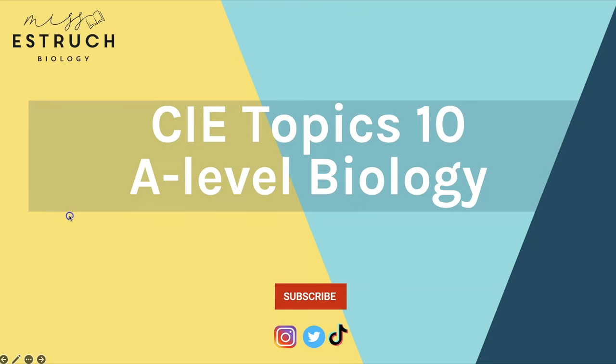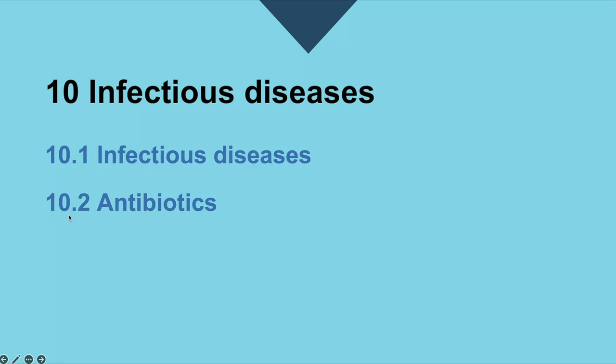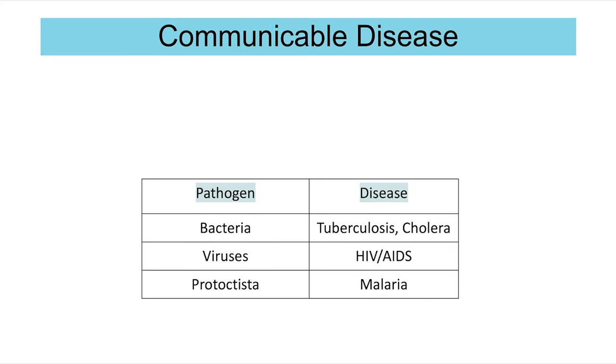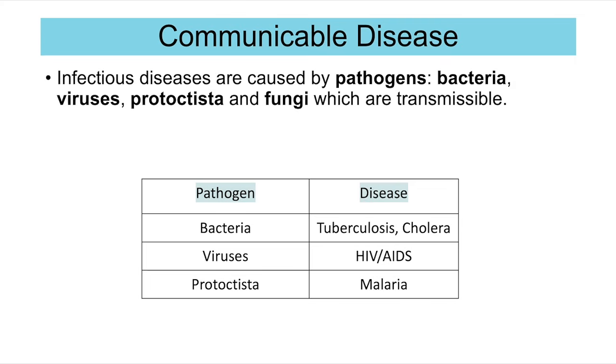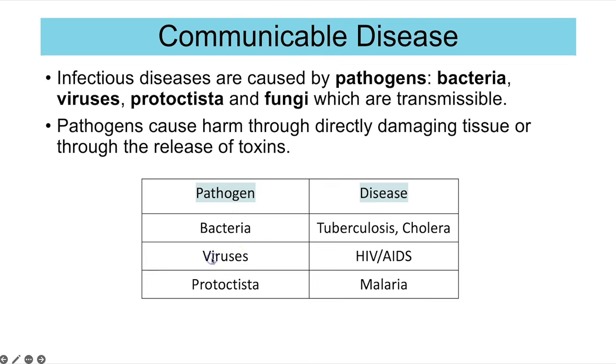Topic 10, we're going to be looking at infectious diseases first and then antibiotics. Within the infectious diseases topic, you need to know that bacteria, viruses, protoctista and fungi are able to cause these infectious diseases. But you actually focus on these three in particular for your exam board. Pathogens can cause harm through directly damaging tissue or through the release of toxins.